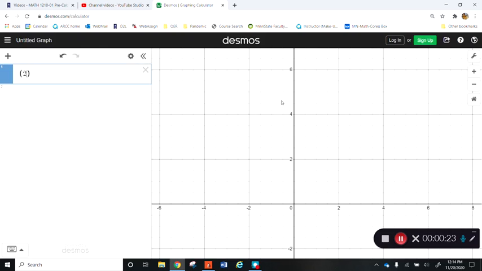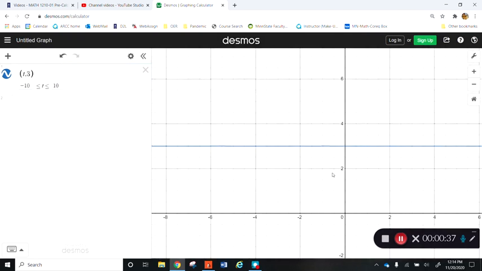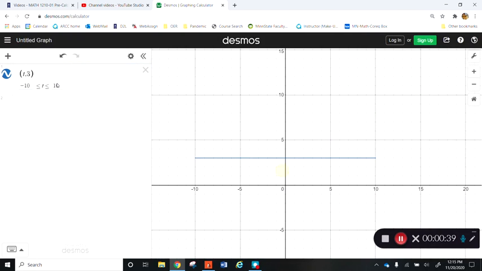it plots a point at 2, 3. But if I put t comma 3, then it introduces this parameter t, and it gives us a range of values. I'm just going to go -10 to 10. So what that did is it made a horizontal line, because what I'm saying is that the x coordinate is given by the value of this parameter, and the y coordinate is always equal to 3. So y coordinate is a constant.